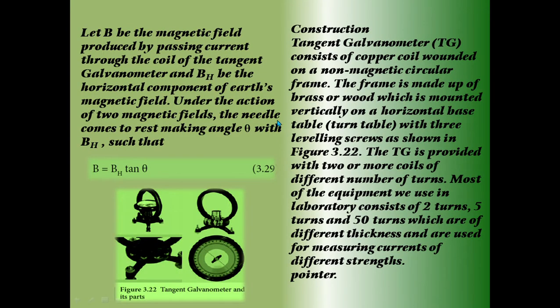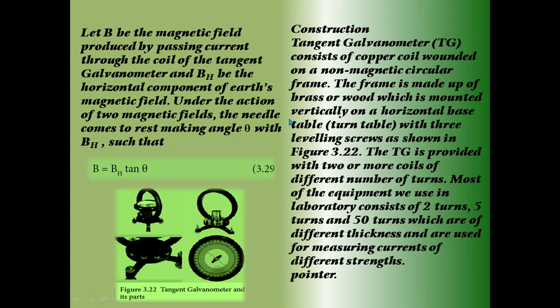Next, let B be the magnetic field produced by the current passing through the coil of the tangent galvanometer, and BH be the horizontal component of earth's magnetic field. B means magnetic field. BH means horizontal component of earth's magnetic field. Under the action of the two magnetic fields, the needle comes to rest making an angle theta with BH, such that B is equal to BH tan theta. Very important formula.